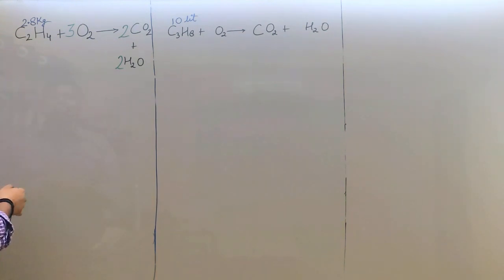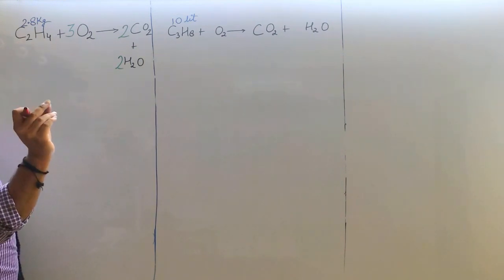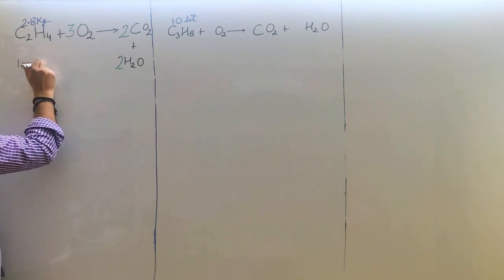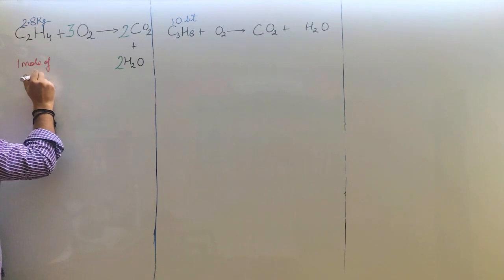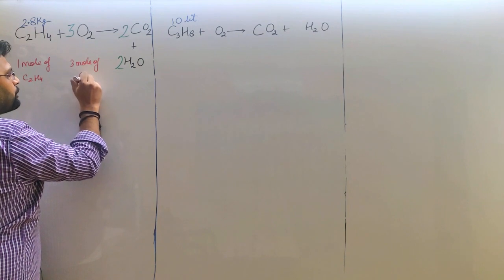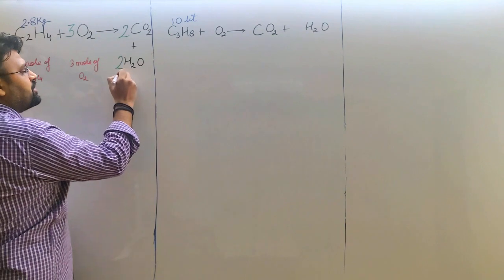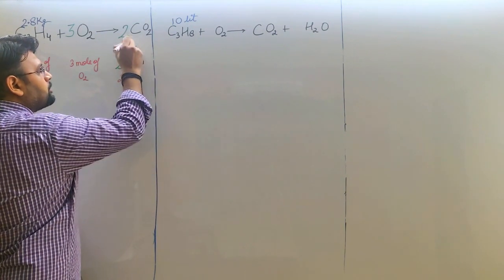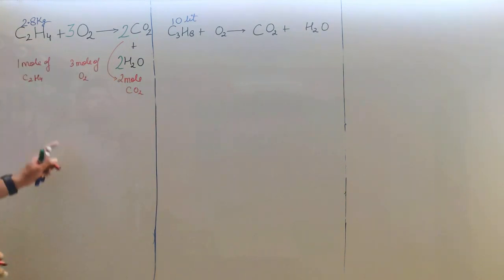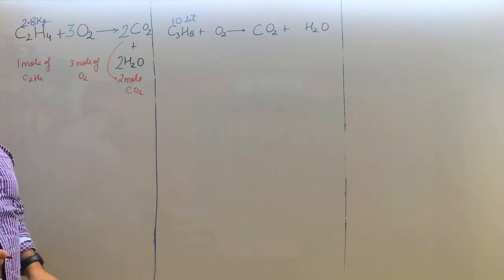Now, according to stoichiometry, what you should write in steps is what we mentioned in the last lecture. According to stoichiometry, 1 mole of C2H4 reacts with 3 mole of oxygen and produces 2 mole of CO2. We are only concerned with these 3 things: how much quantity of reactant is given, how much oxygen is required, and how much CO2 will be produced.